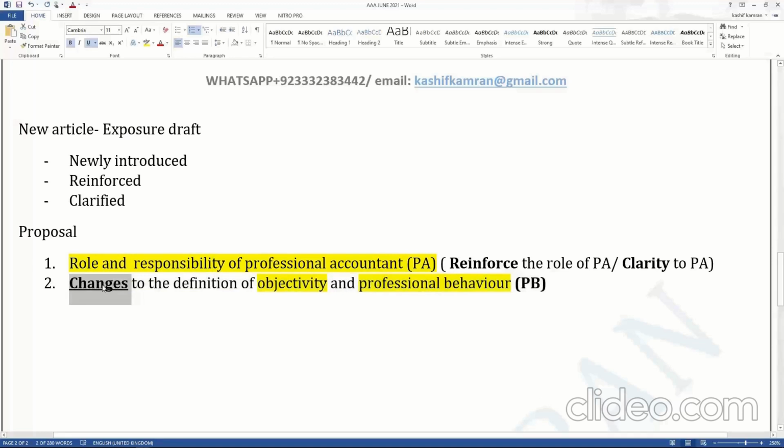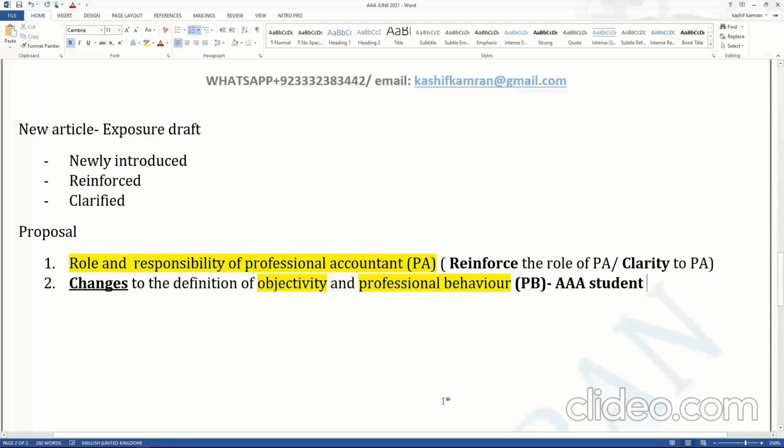Let's see what has been the change in the definition of objectivity, and what has been the change in the definition of professional behavior. Let's find the change. And this is very, very important for a AAA student to know, because objectivity and professional behavior is part and parcel of your syllabus. So let's find the change.